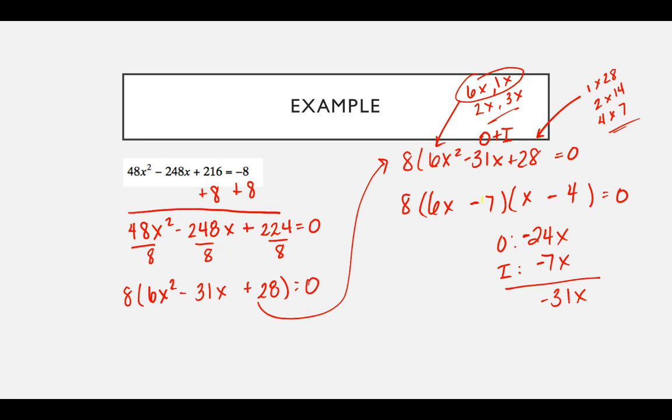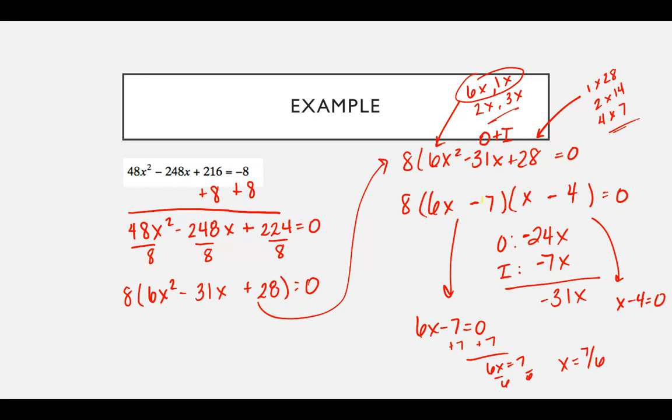So then once you figure out what combination works for you, it's the same as it was before. We set those parentheses equal to 0 and solve for x. So over here, you're going to add 7, and we've got 6x equals 7, and then divide by 6 to get x equals 7 over 6, and we're just going to leave it that way. Over here, you just add the 4 to get x equals 4.